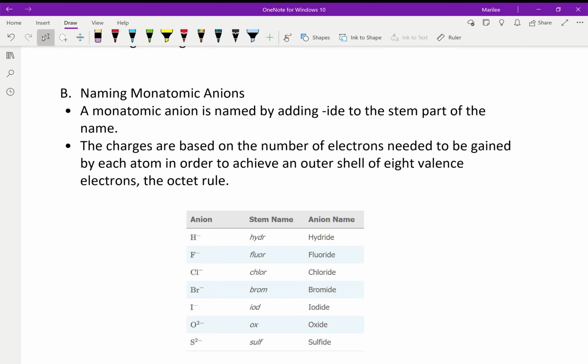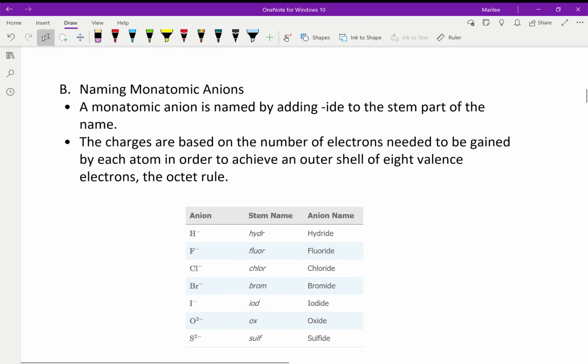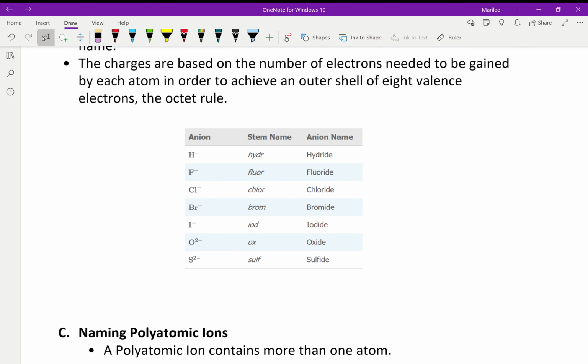Naming monatomic anions. A monatomic anion is named by adding the "-ide" to the stem part of the name. The charges are based on the number of electrons needed to be gained by each atom in order to achieve an outer shell of 8 valence electrons, which is the octet rule we went over. So here we have an anion, hydrogen, so that'll become hydride. You add the -ide. Fluorine becomes fluoride. Chlorine becomes chloride. Bromine becomes bromide, and so forth.